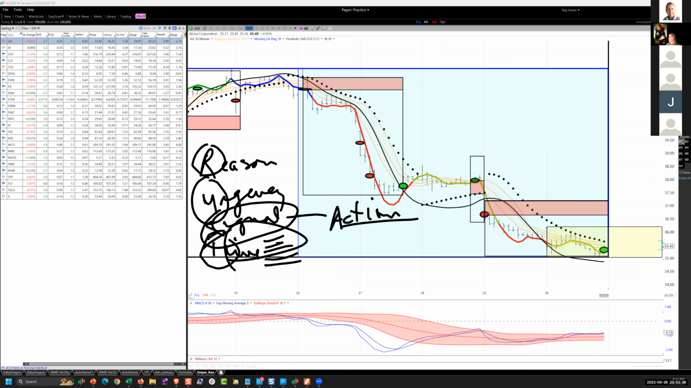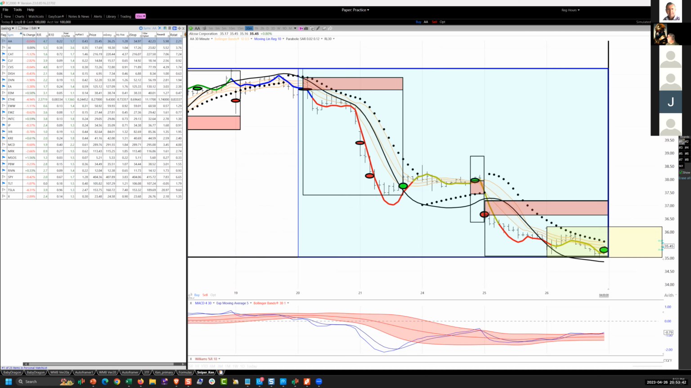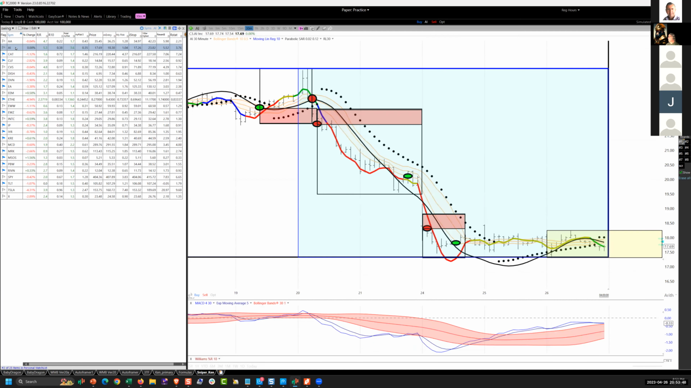Yep, signal. Thanks for reading my mind. You read me like a book, like a comic book. So anyway, Alcoa was the revenge trade that gets me back conceptually to break even.